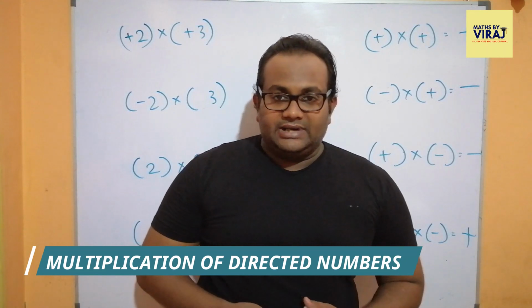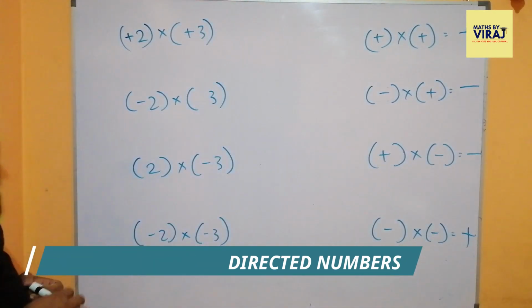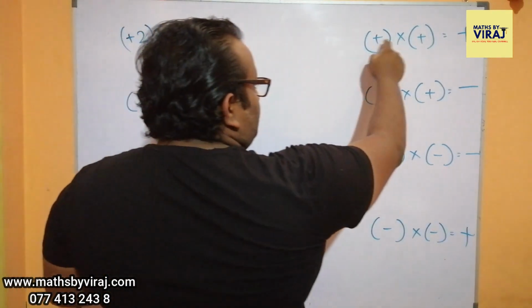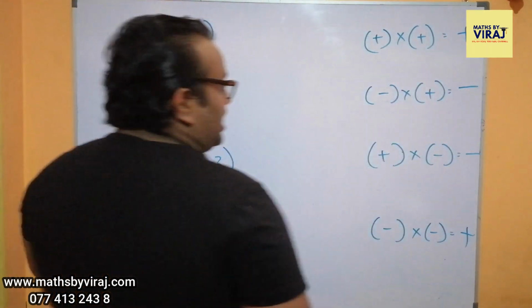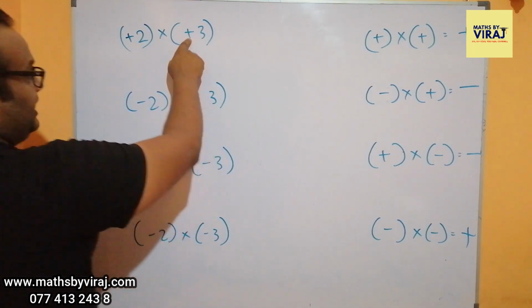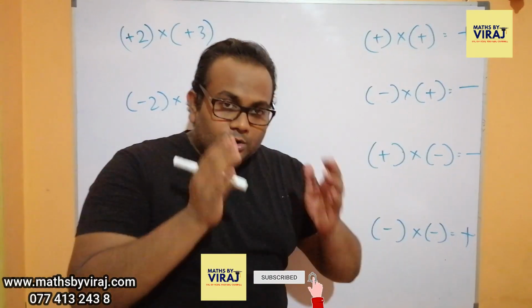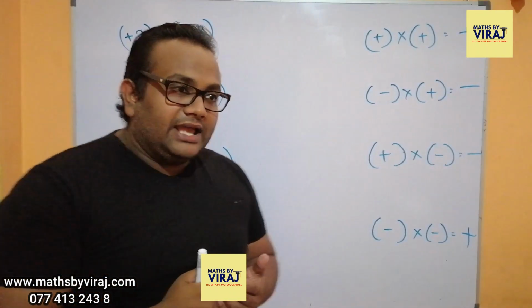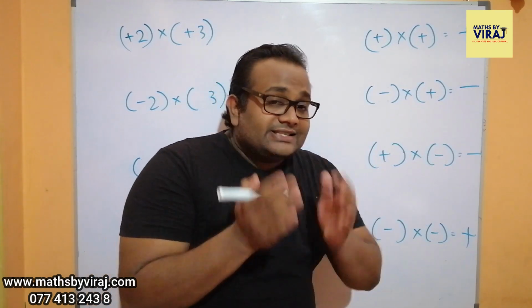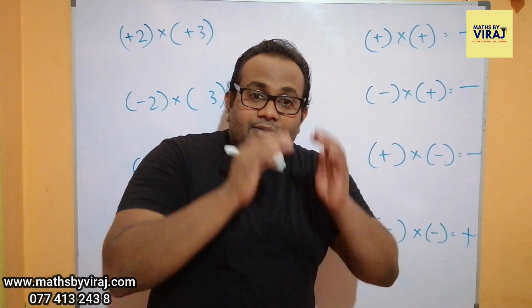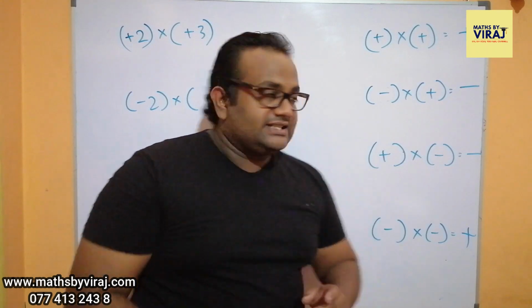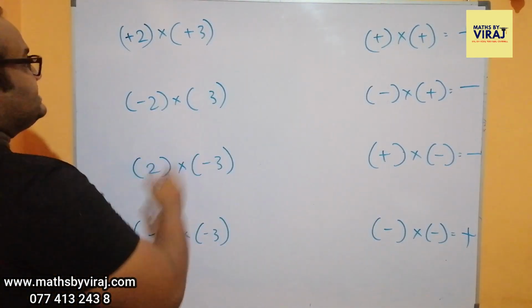Multiplication of directed numbers. Similar to addition and subtraction of numbers that are together, plus multiplied by plus, the expected answer is plus. Now you can see it's plus 2 multiplied by plus 3. Children, always remember when multiplying numbers or variables, variables are letters, it does not matter what the final outcome is, you should give priority to the sign first. That is, you should always consider the sign.